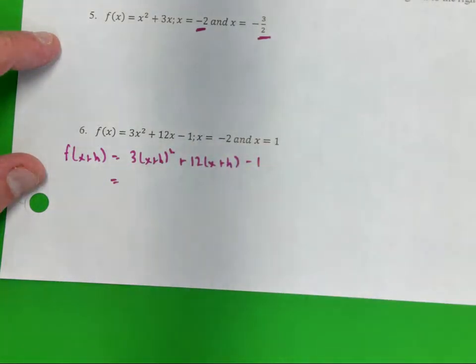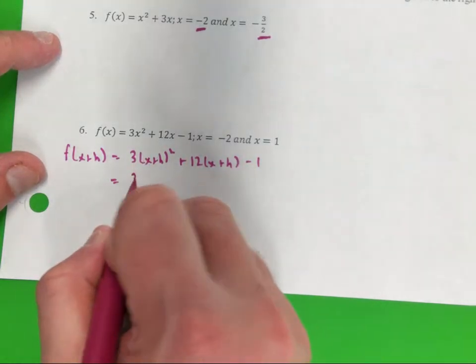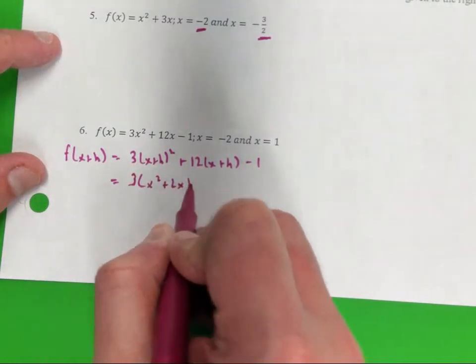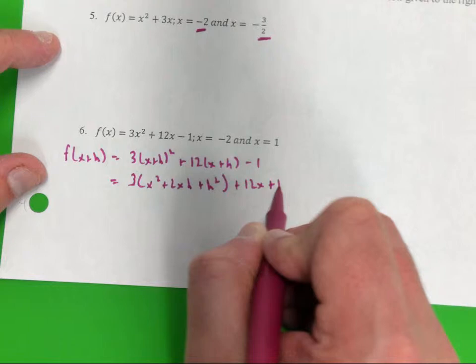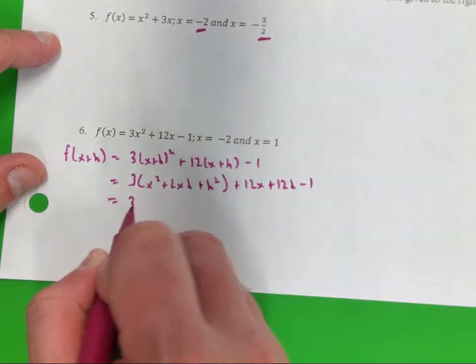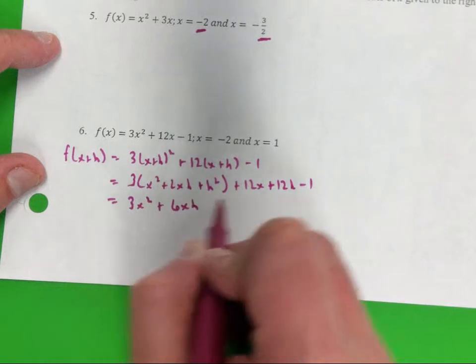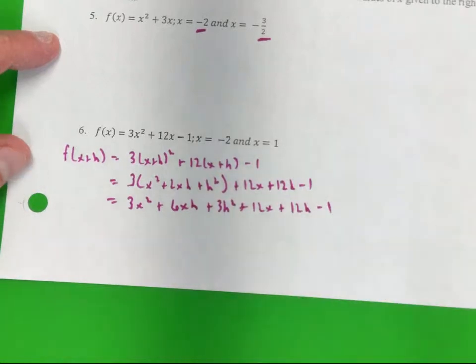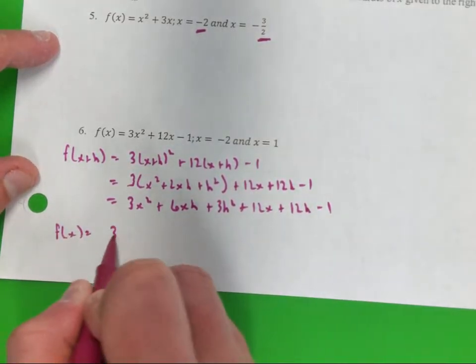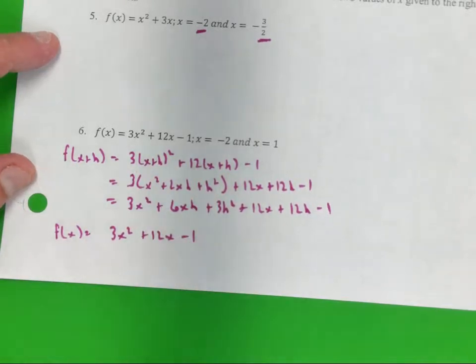So you have to go to the side. I can do that in my head, but if you can't, you need to go to the side. So that's going to be 3x squared plus 2xh plus h squared. So I plug x plus h in because that's part of my formula. Fold it, and then distribute 3 and distribute 12.